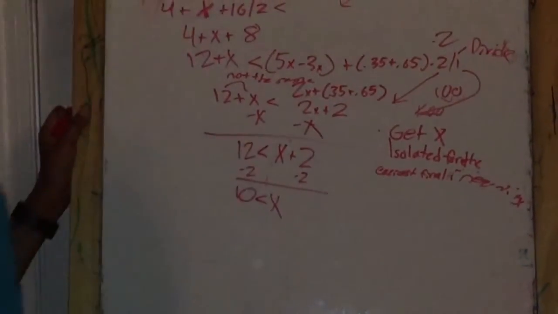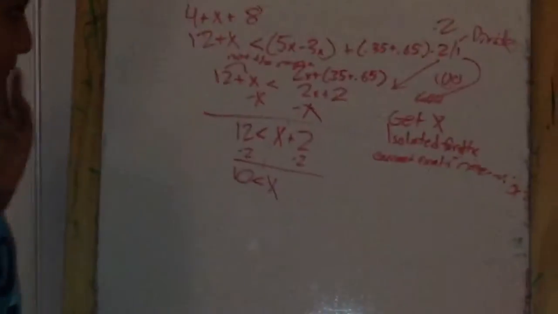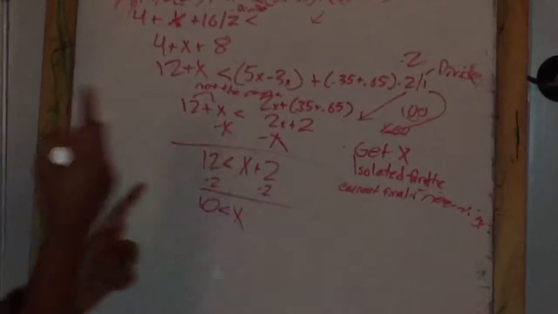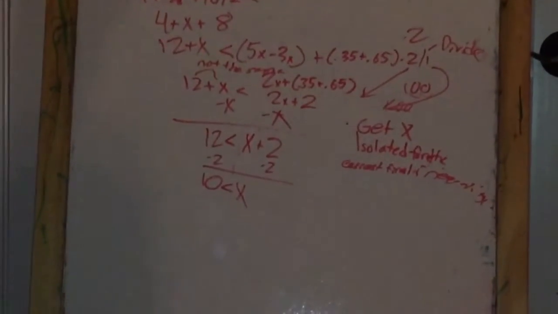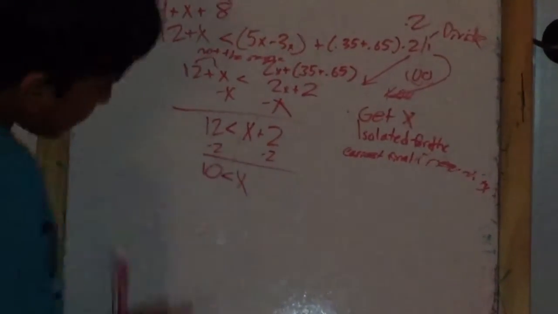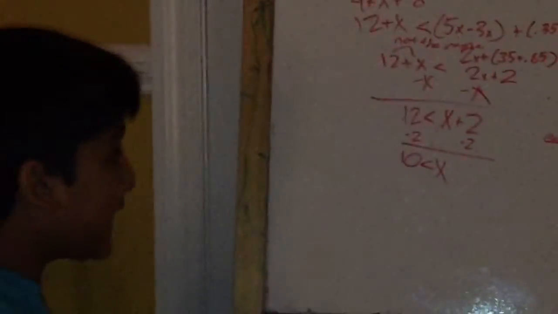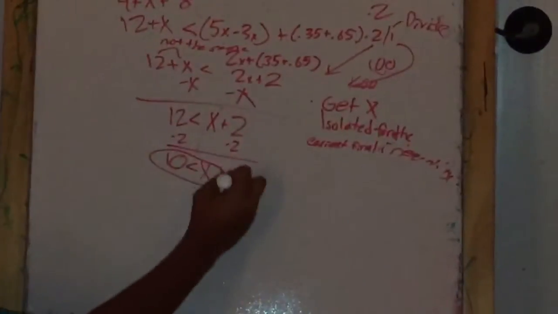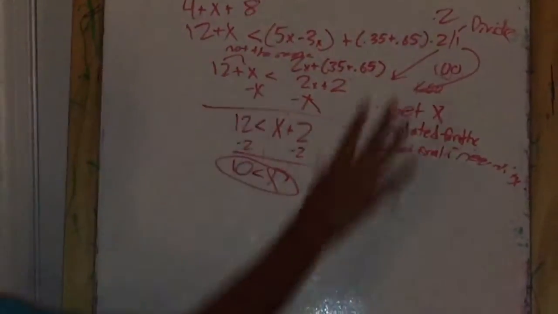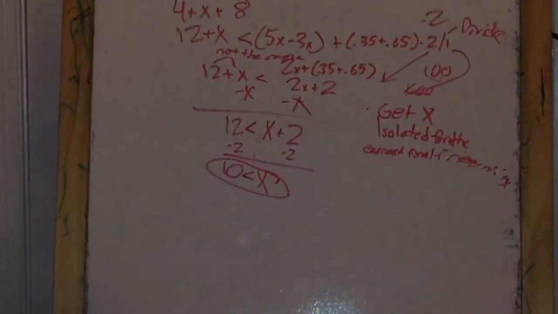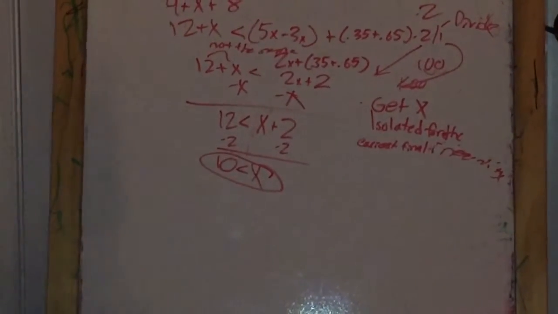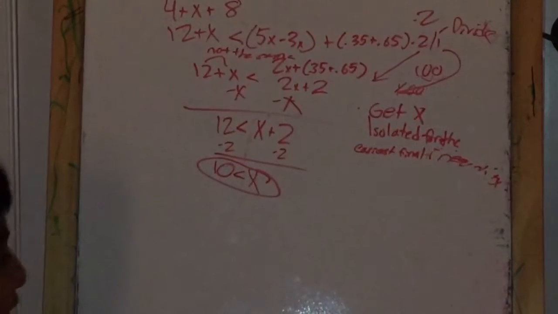So you get 10 is less than x. And this is your solution set. But then you gotta switch it. Because yes, this is the right answer. Let's just circle this. Right answer. We checked in our minds. Right answer. But if you want to make it easier, you gotta put the x in first.